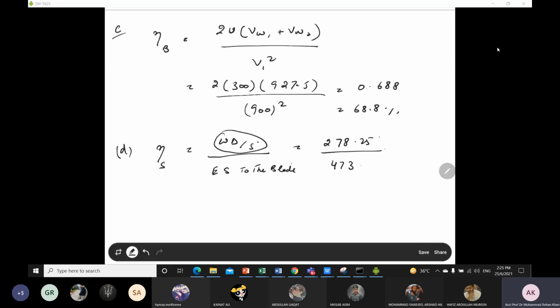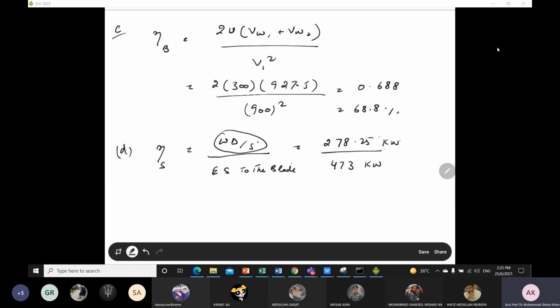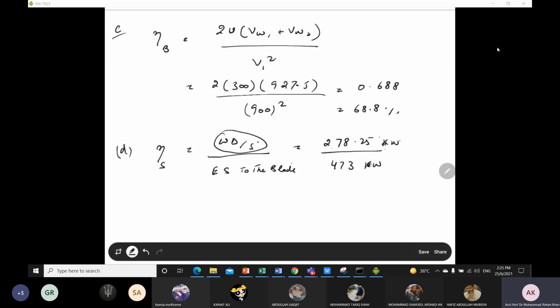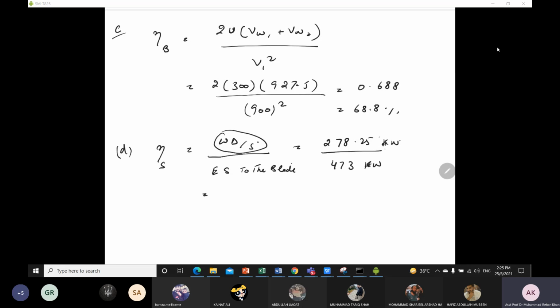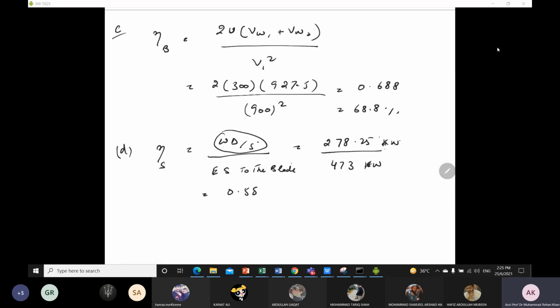The important thing is that this is in kilowatt, so that's why I have put kilowatt over there. Either you can convert this into watt and use the other value also in watt, by converting 278.25 into watt. The thing is that you have to make the units consistent, otherwise it will not be a correct answer. So here we have 0.588, and the stage efficiency is 58.8%.